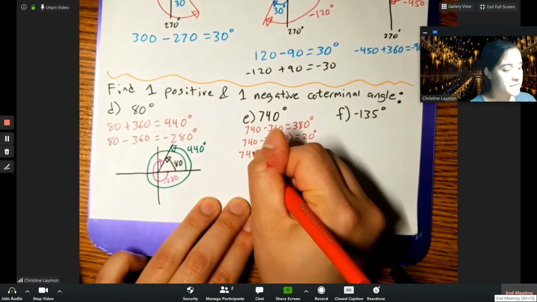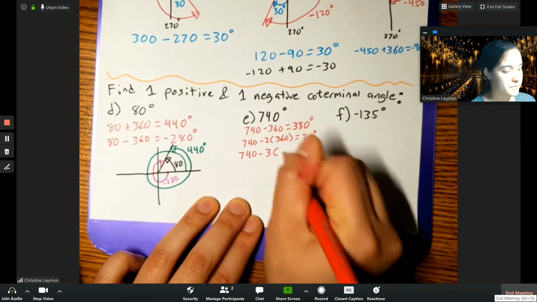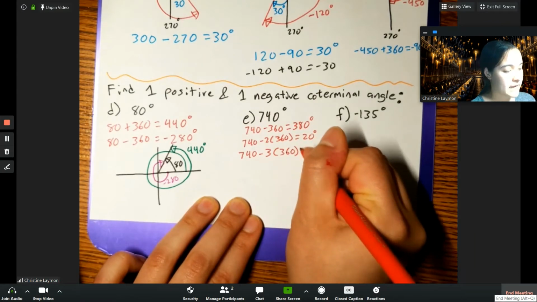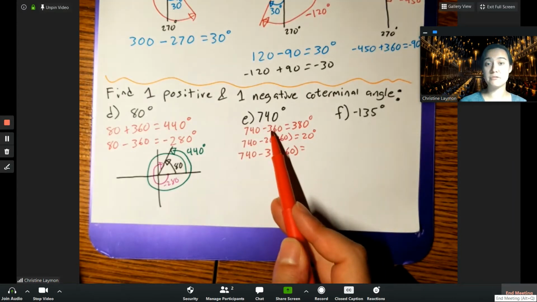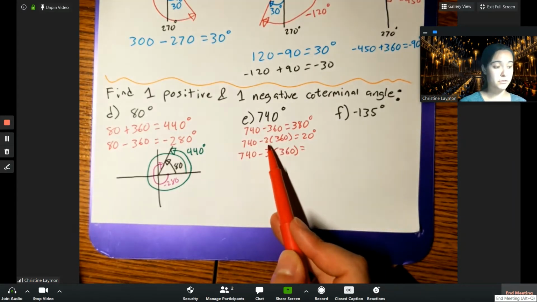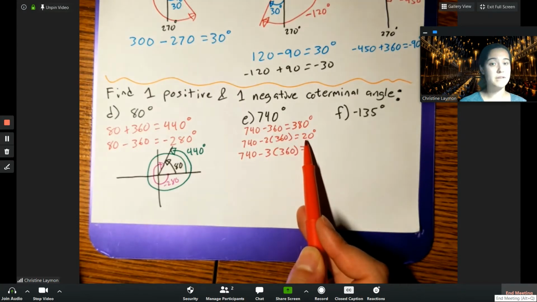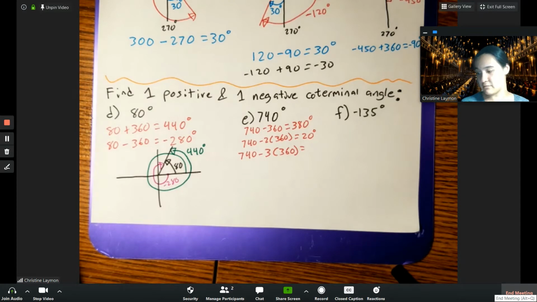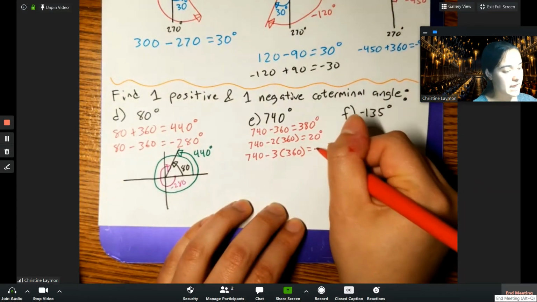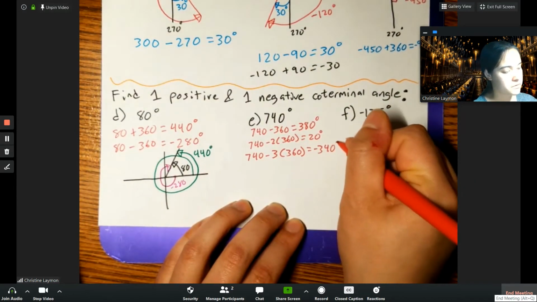Let me do 740 minus 3 times 360. Now I'm doing it a third time because otherwise I'm not going to get to a negative value. So again, this said 740, take away one full circle. If I take away 2 circles, I'm still positive. I'm at 20 degrees. It's the third circle. That's when I actually get into the negative values. And that'll get me negative 340 degrees.